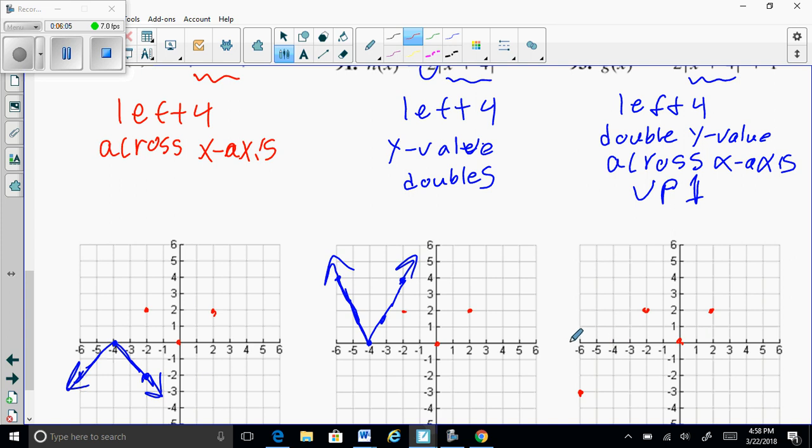Go across the x-axis. Well, I'm on the x-axis, so I stay there, and then I go up 1, so I end up right there. Okay. The third point that we're going to look at, we go left 4, double my y value, so I go from 2 to 4, reflect across the x-axis, so I end up down here at -4, but then I go up 1 as my last part of that transformation. And there we go.